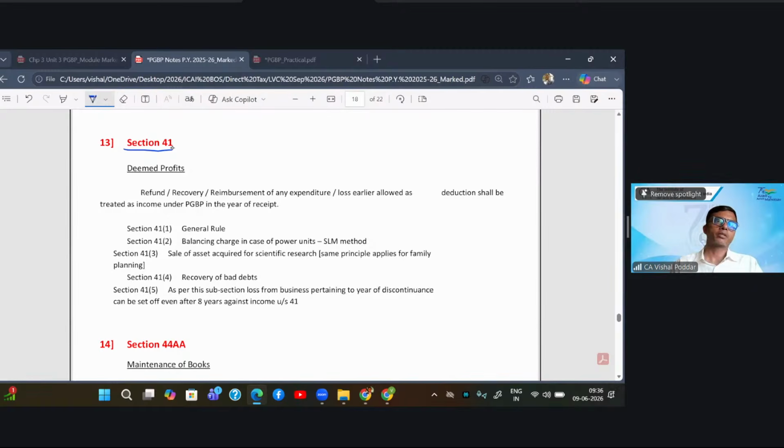Section 41 we have already discussed in the starting. It is one of your credit side provisions where we have seen what is covered in PGBP credit side: any amount which was earlier allowed as deduction. Now why? Because it was an expense or loss. If in the current year it is refunded, recovered, reimbursed to you, it will be treated as your PGBP income in the year in which it is recovered, reimbursed, or returned back to you.